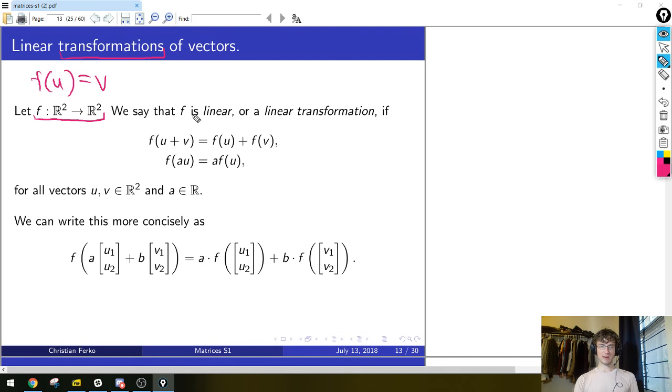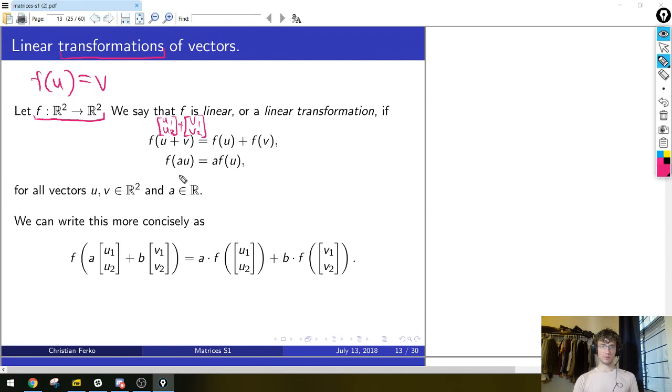Now we're going to make a very similar definition. We say that f is a linear function, or a linear transformation, if f applied to the sum of two vectors, u plus v, is the same as f of u plus f of v. So this looks very similar to the definition we had before, but now you have to remember u and v are vectors. So this is really (u1, u2) plus (v1, v2). This is saying you apply this function to the sum of two vectors, and that's the same as applying the function to either vector and then adding them.